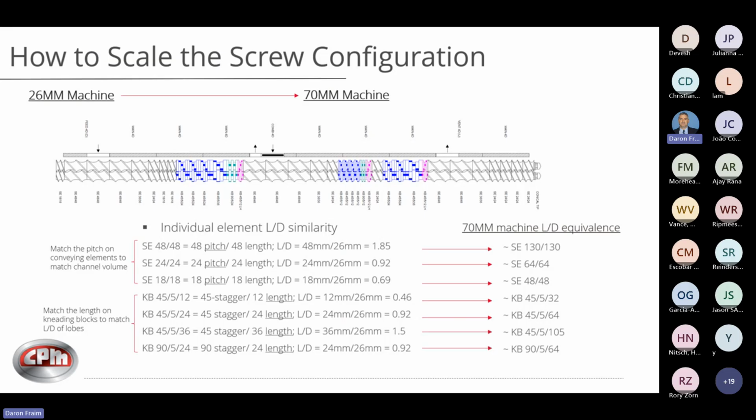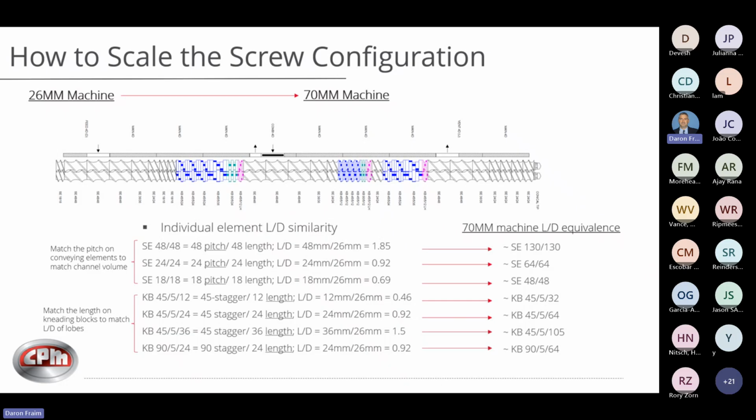For example, if you see here, this is a 26 millimeter machine. This first element is an SE, a standard conveying 4848. The first number is the pitch. When I look at this element and say it's a 48 millimeter pitch and this is a 26 millimeter diameter machine, that means that pitch is 1.85 times my diameter.